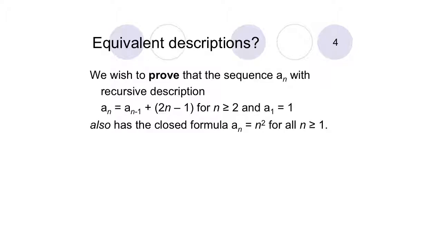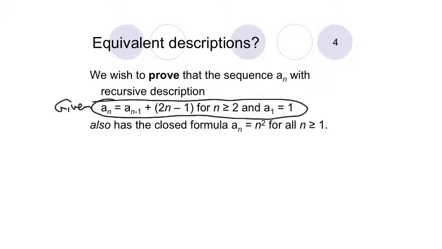So here's the task. We're given that we have this recursive description. So we know that that's how we can generate terms forever. And we think that we notice that it has this pattern. So we claim that this pattern is also satisfied. That's the position that we're in.